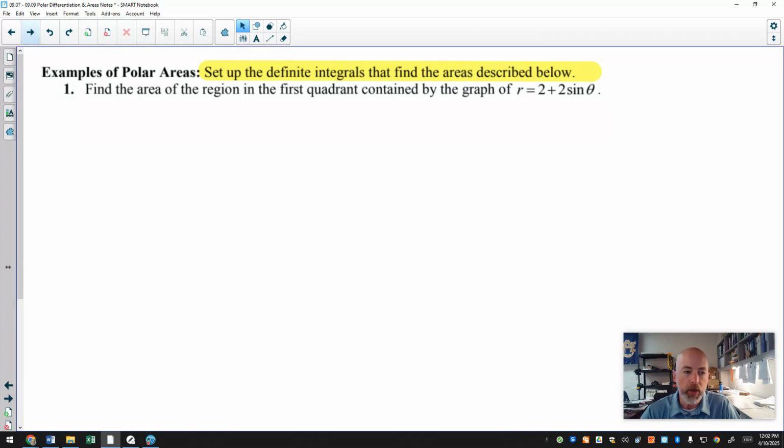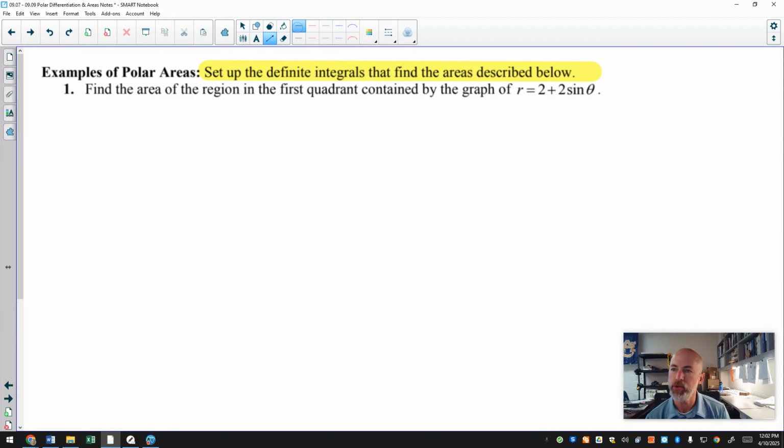And we are only going to set these up because they typically produce some pretty difficult antiderivatives. I'm more interested in just showing you how to get them set up. I will punch these in a calculator to give you a numeric answer in the end. But let's start by setting these up.